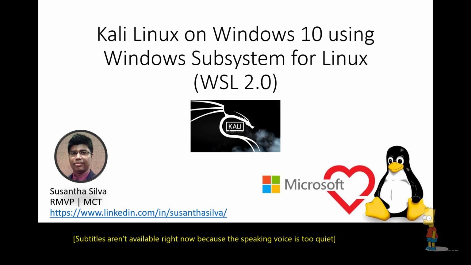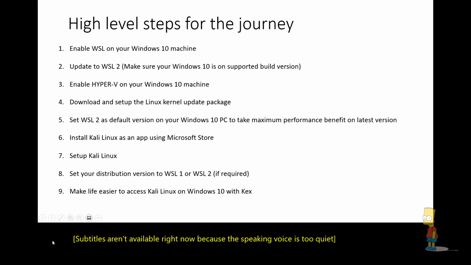So without further ado, let me go ahead and talk about the high level steps, how we are going to do this task. You need to make sure you enable Windows Subsystem for Linux, or WSL, first of all on your Windows 10 computer. We'll do that via PowerShell. And after that, we'll upgrade it to version 2. But you have to make sure your Windows 10 operating system build version is supported for that. I'll show that version part as well.